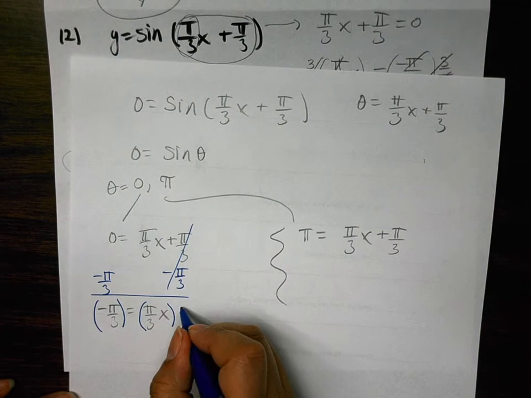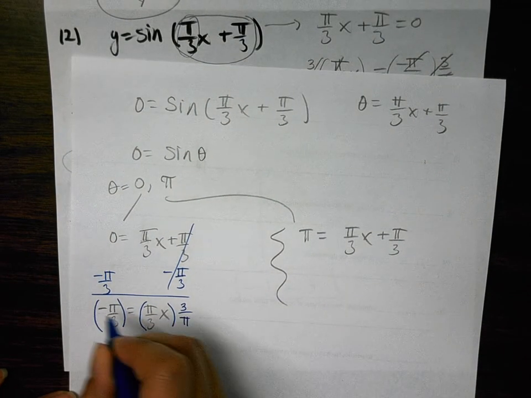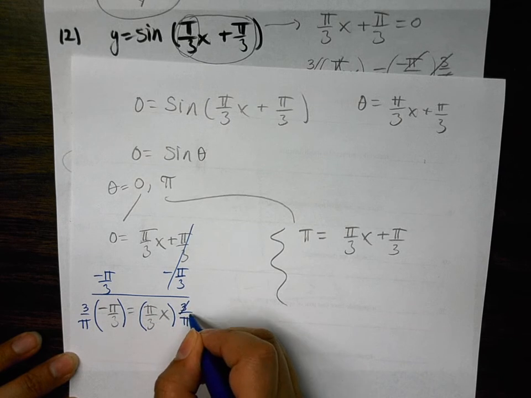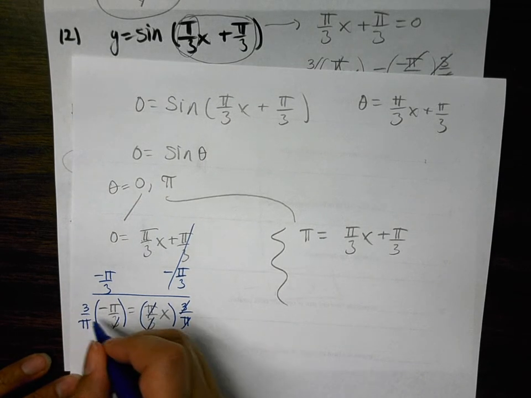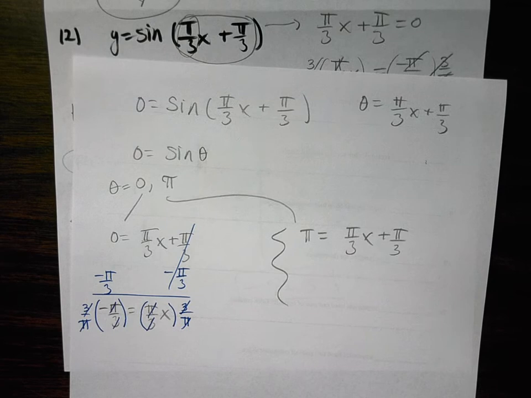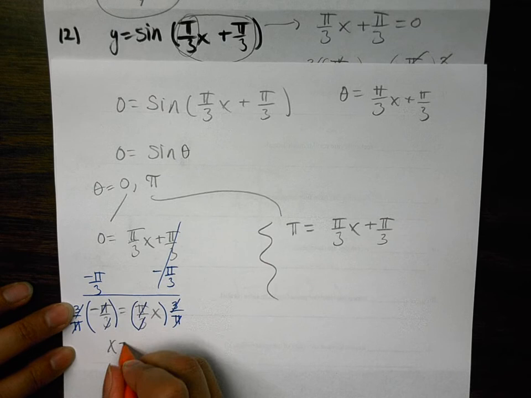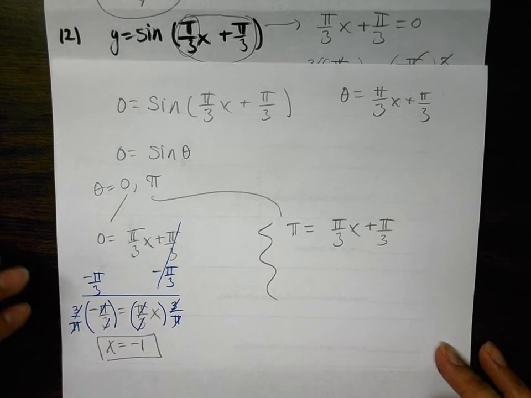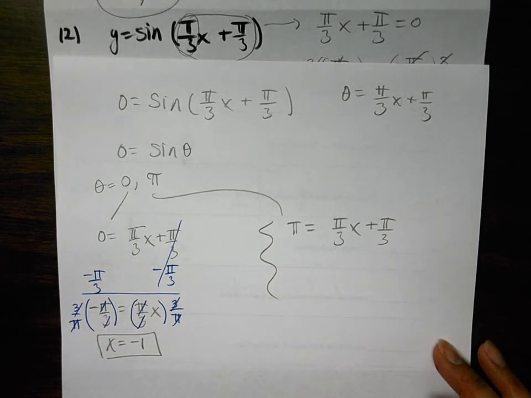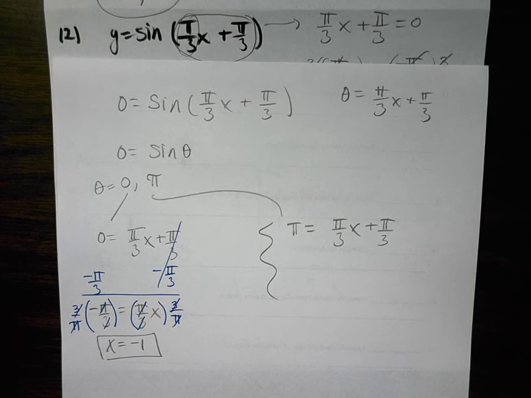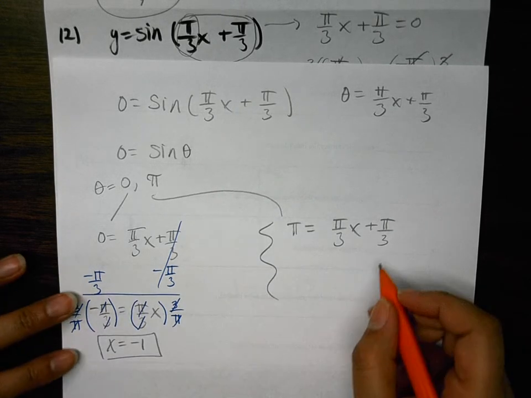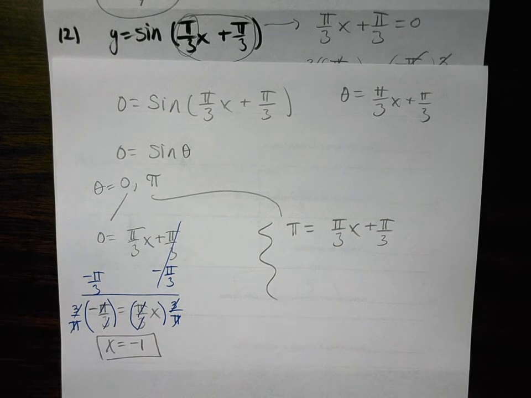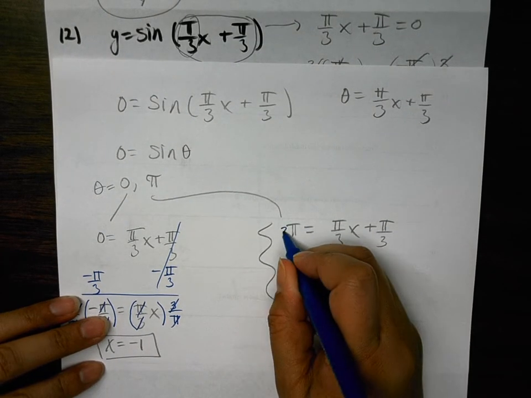3 pi? 3 over pi? And what do you end up with? x equals negative 1. Yes? Go back and do, you want to see 11 done algebraically? Is that what you're asking? Yeah, let me write that number down. Okay, and then here you subtract negative pi over 3.